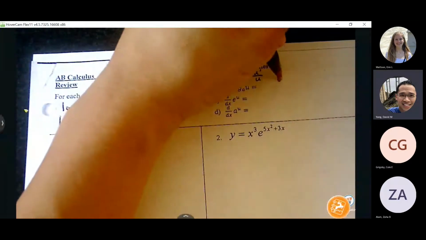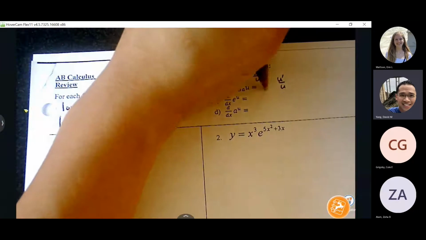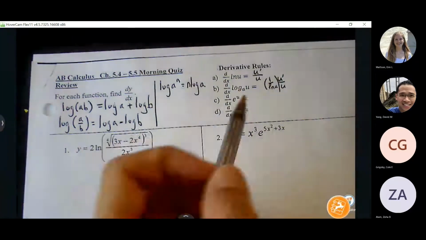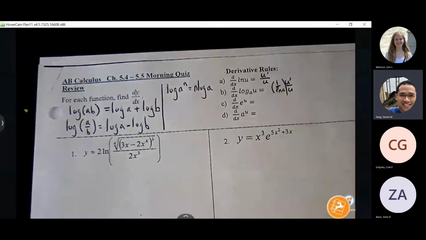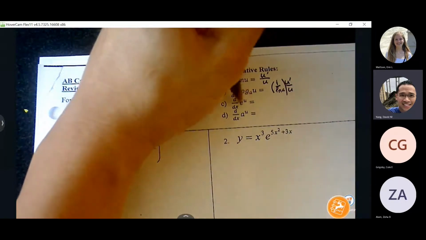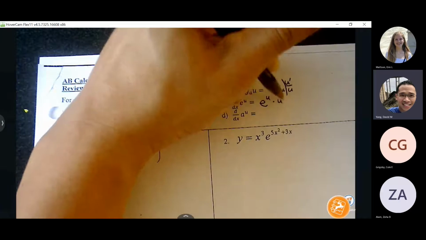So we still have u prime over u. Okay, looks like natural log, but then there's a little bit of conversion here, so it has 1 over natural log of a. Basically, it's doing the work of converting into base e and then u prime over u for the rest of the derivative rule. Derivative for e to the u, this is an exponential function. Base e is just e to the u times u prime.